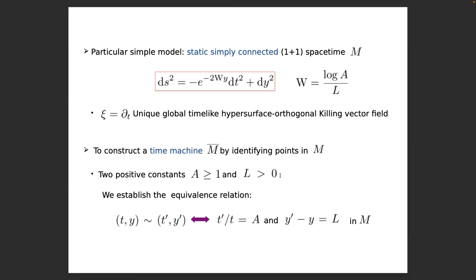As you see, this parameter A is telling you the difference in times when you perform the identification on this strip. So in some way, it's giving you the strength of the time machine. That's the reason it's greater than or equal to one, because when A is equal to one, you are identifying at the same time, and you have directly the Einstein cylinder. And L is directly the length of the strip or the cylinder. So these are the two parameters, and this is the equivalence relation that will give us the quotient space, which is this M bar.